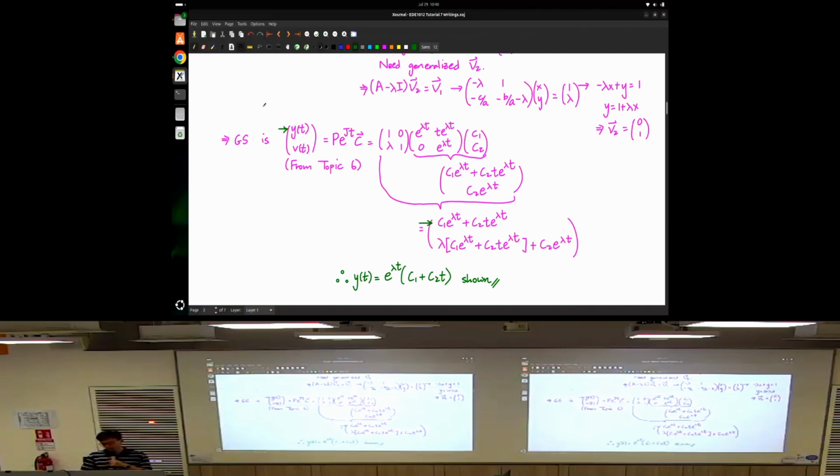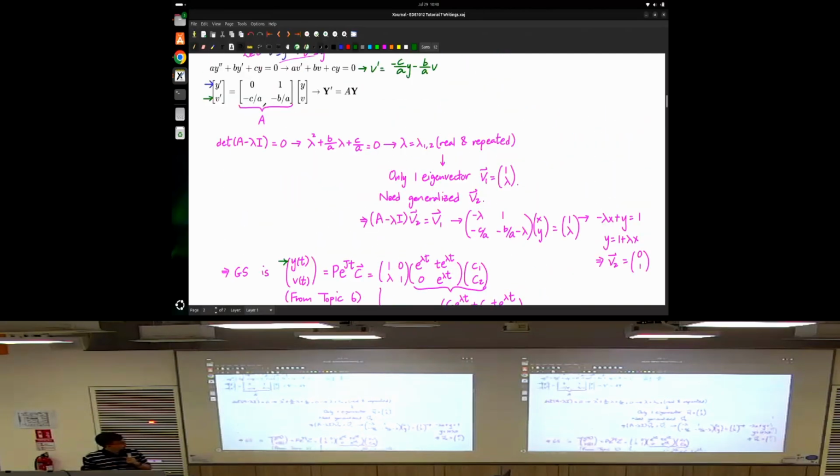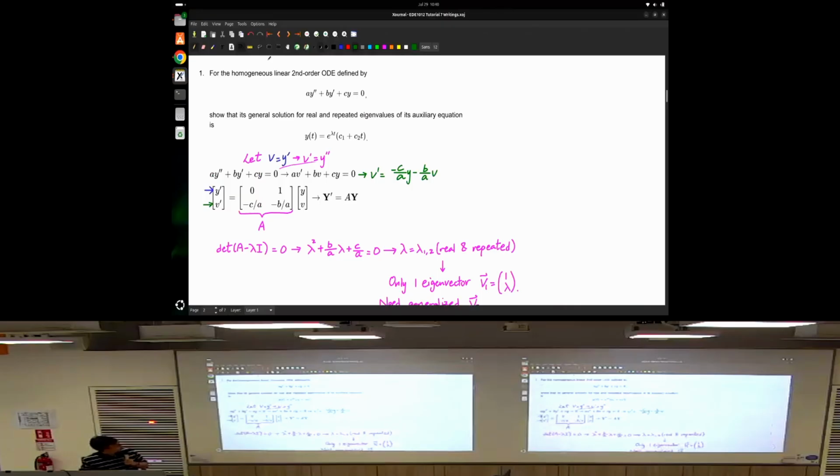No, it's stated in the question. Because the question says, for the second order homogeneous linear ODE, you have to show that the general solution for real and repeated eigenvalues is this guy. So therefore, we have to consider where your lambda is real and repeated.